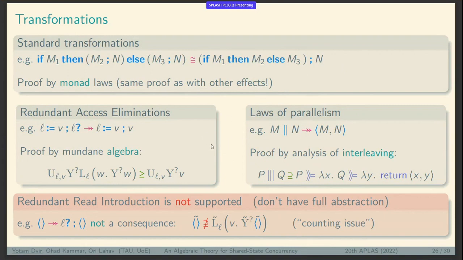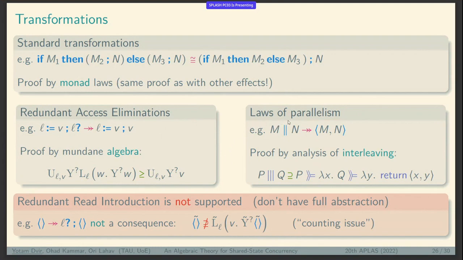Here are two other categories of transformations that are specific. One of them is redundant access eliminations. So if you look up a location after you've written a value to the location, you can just give the value instead of looking it up. So you get rid of the lookup, the dereferencing state access. To prove this elimination, you just use algebra. So you still don't need to think about the traces. You just use mundane algebra to prove it.